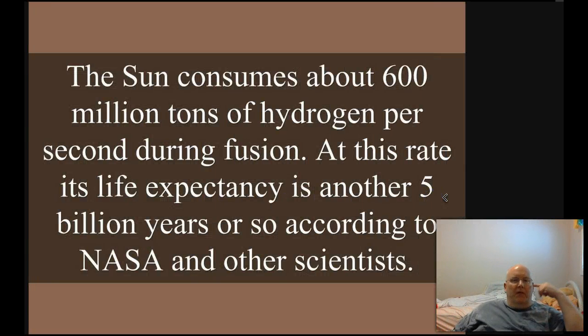So finally, our last learning target is going to ask you, what's the expected lifespan of the sun? So I'm going to tease you just a little bit by telling you that the sun consumes, during fusion, about 600 million tons of hydrogen per second. 600 million times 2,000 pounds of hydrogen per second. So NASA and other scientists believe that the sun's going to last about 5 more billion years. We're going to try to calculate that in class to see if they're right.